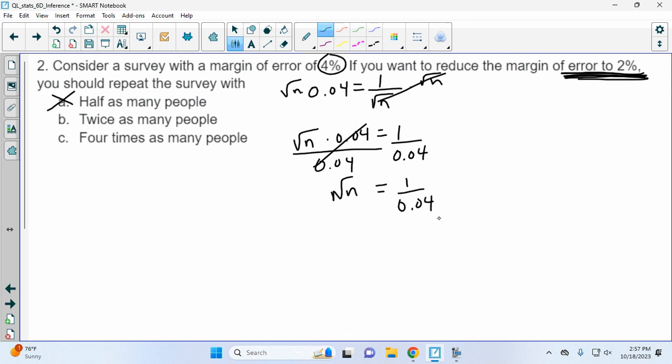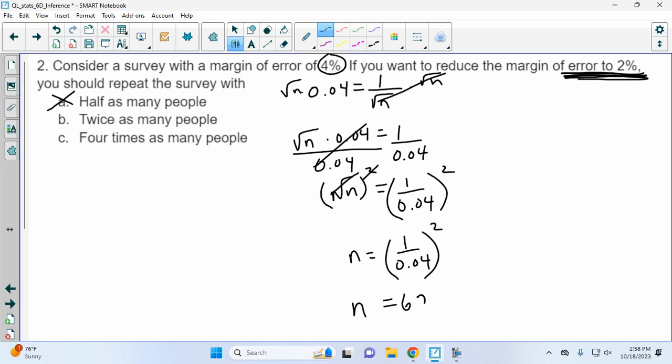Then we take the square of both sides to undo that square root. So n is equal to 1 over 0.04 squared, which ends up being 625.